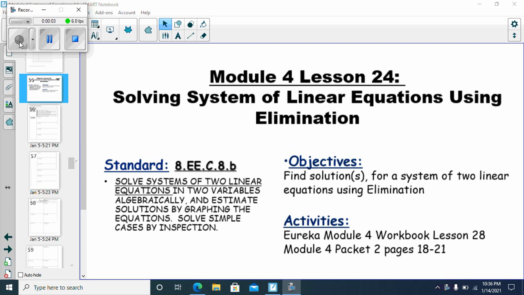This is Module 4, Lesson 24. We're going to start solving systems of linear equations now using elimination. This is part of the standard that basically says that where you solve two linear equations, you find where the two of them intersect. Algebraically, you can estimate it graphically. So today we're going to find solutions for a system of two linear equations using elimination.